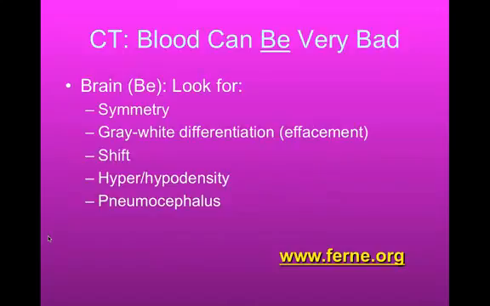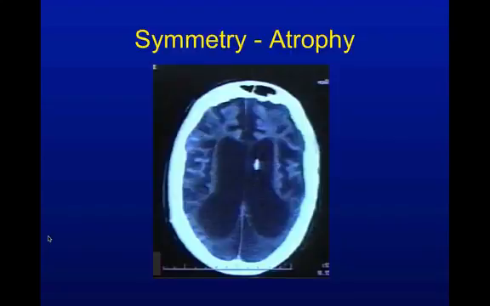Next, we've got brain matter itself to look at. So we're going to look for symmetry. We're going to look at something called effacement, midline shift. We kind of alluded to that already a couple of times. Hyperdensities, hypodensities, and pneumocephalus. So let's jump right in. Is it symmetrical? Yeah, it is. Is it normal? No, not really, right? Not a whole lot of brain matter left there. Some huge ventricles, lots of atrophy here between the gyri of the brain.